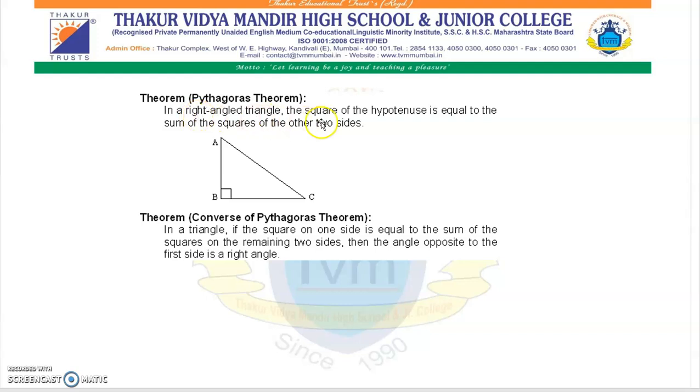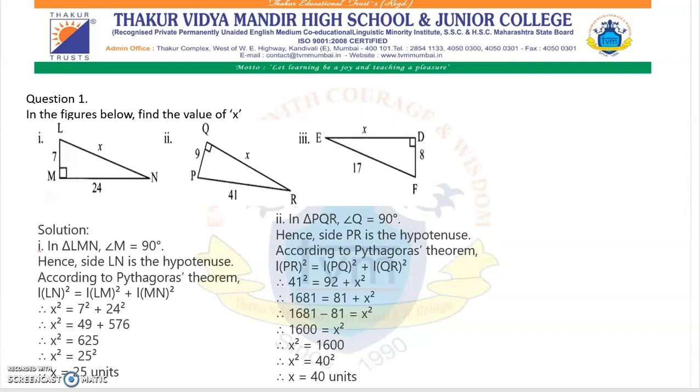Now, Pythagoras theorem. In a right angle triangle, the square of the hypotenuse is equal to sum of the square of other two sides. But if I talk about converse of Pythagoras theorem, we will start with a triangle. If the square of one side is equal to sum of the square of the remaining two sides, then the angle opposite to the first side is a right angle. Means if we consider this as a first side, the angle opposite to the first side will be a right angle. This is our converse of Pythagoras theorem.